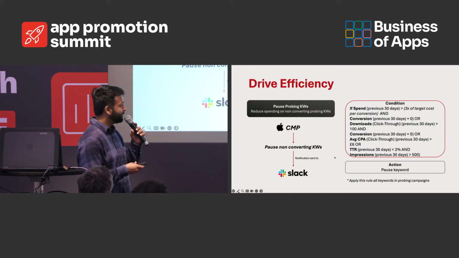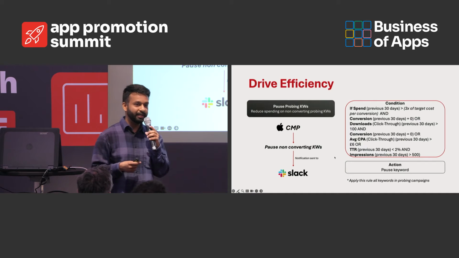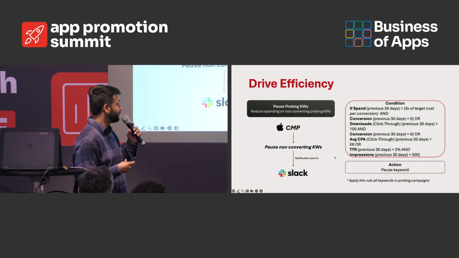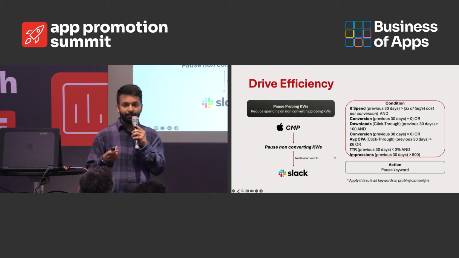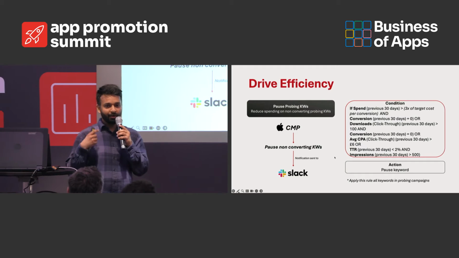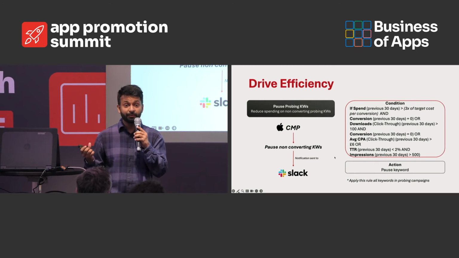I would recommend you apply this rule to all your probing campaigns, and you can also enable Slack notifications so that you get alerted whenever this rule pauses keywords from your probing campaigns. And I'm recommending you do that because when you do so, you improve your commercial understanding of which keywords drive conversions and what kind of keywords don't.